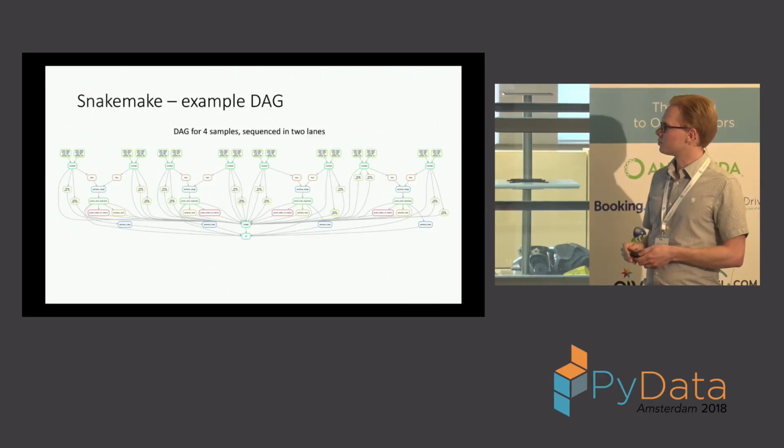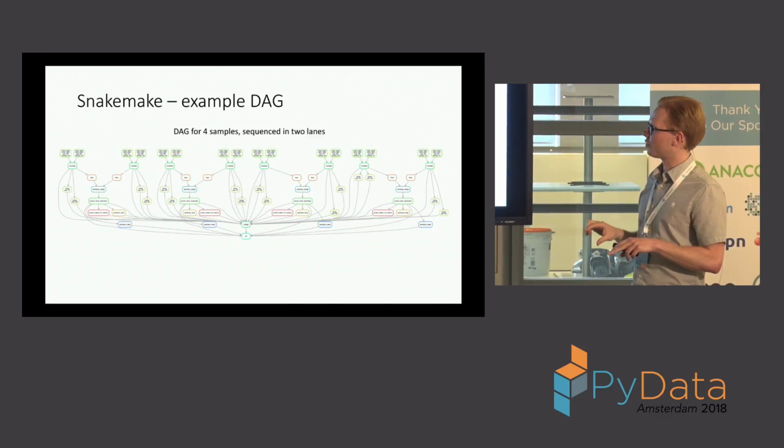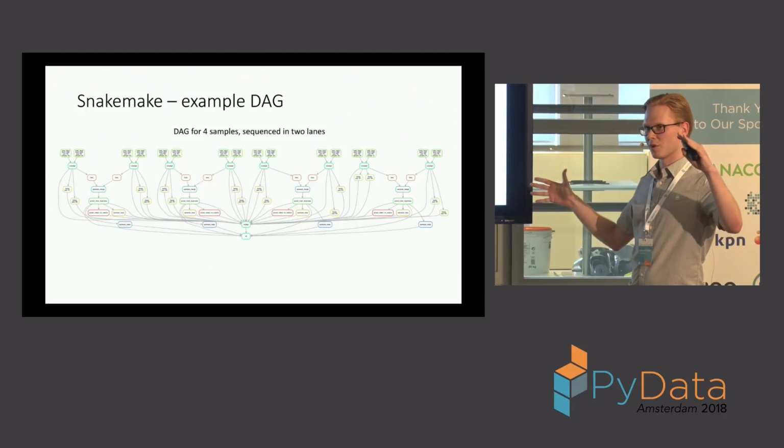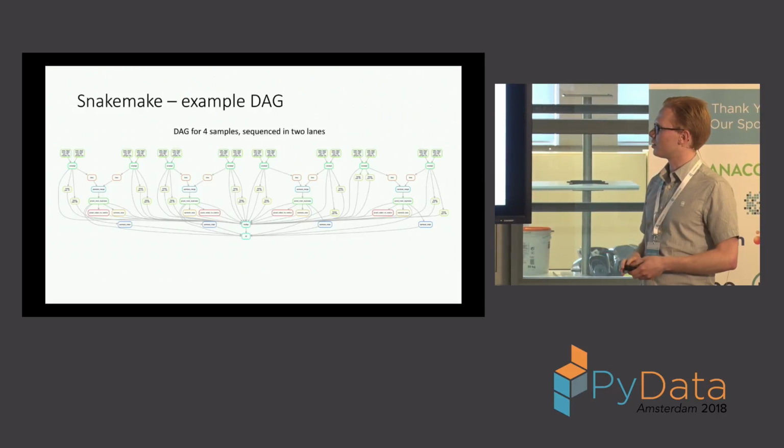The previous graph was just showing some dependencies, but this is what the entire DAG would look like for 4 samples sequenced over 2 sequencing lanes. So you see that it explodes very quickly in terms of the number of jobs that you have. And the analyses I typically use this for are more in the order of hundreds of samples. So it gets big very quickly, which also indicates why I need software to orchestrate these kinds of things.